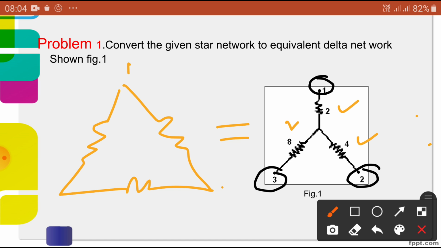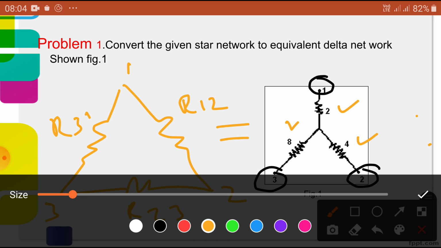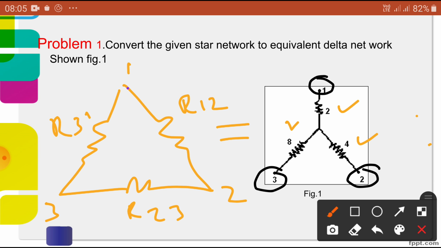Same nodes 1, 2, 3. So this is R12, R23, R31 equivalent. By knowing this 2, 4, 8, what is the value? Simply write the same given values, so nothing will happen. What is the value? 2. What is the value? 4. What is the value? 8 is given. Based on this, just write the unknown values. R12, I want this value now.